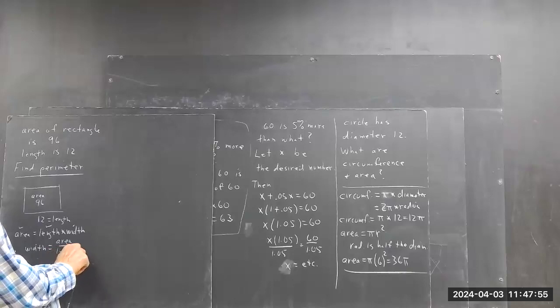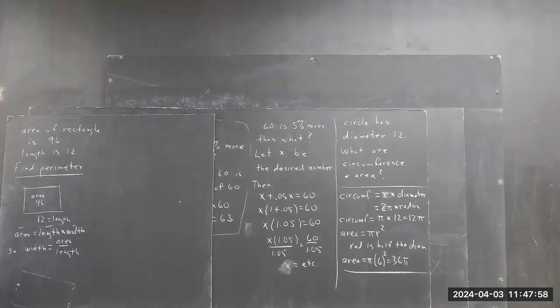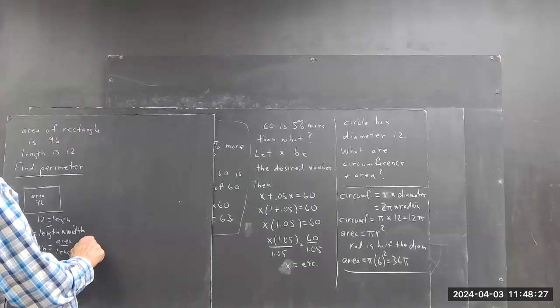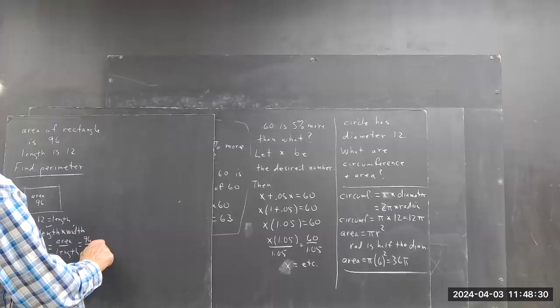Now, why would we do that? Well, it's because we're asked to find the perimeter, and even if we don't immediately know what the perimeter is, we know that we can at least find the width of this thing, just using the very most basic area relationship of all. Okay. The width is area over length, which is 96 over 12, which is 8.